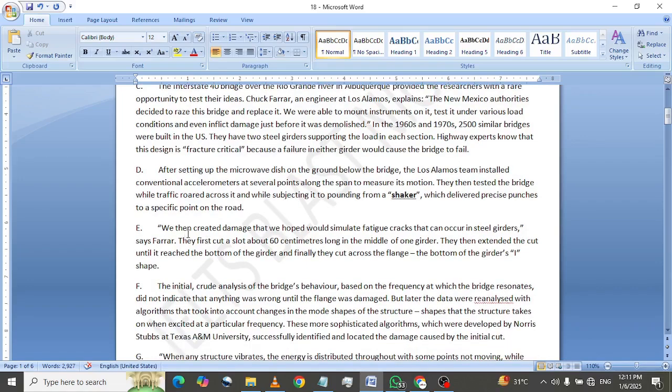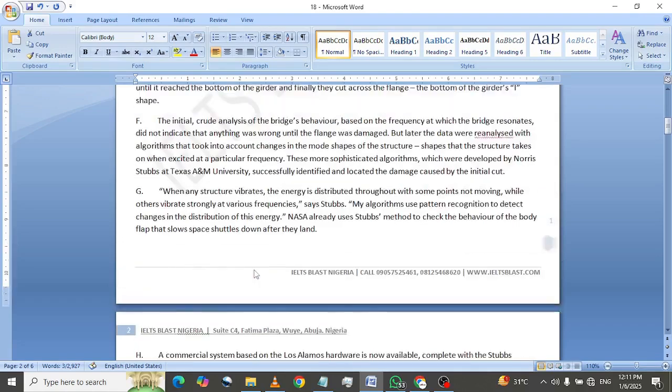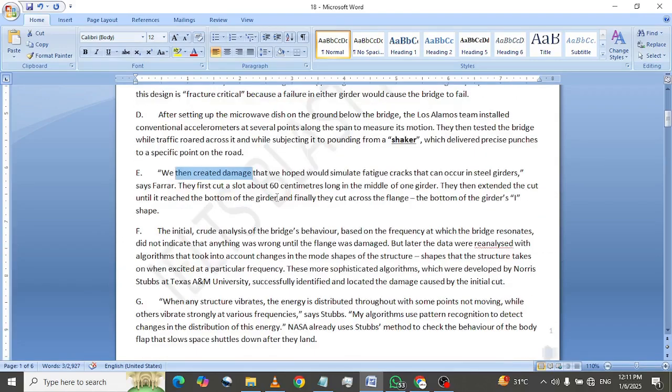They said we then created damage. Oh, you can see it now. We then created damage. This is a deliberate action. The question says how the damage was deliberately created. So let's see. We created the damage that we hope will stimulate fatigue crack. So you can see the reason why they eventually created what? The damage.